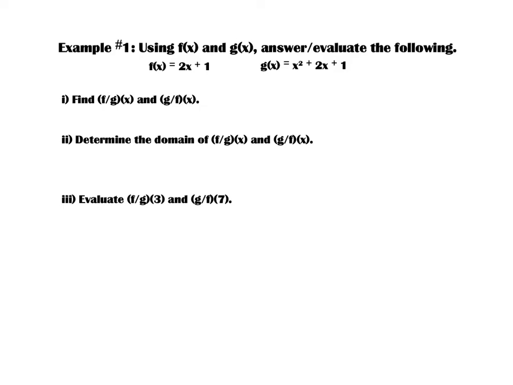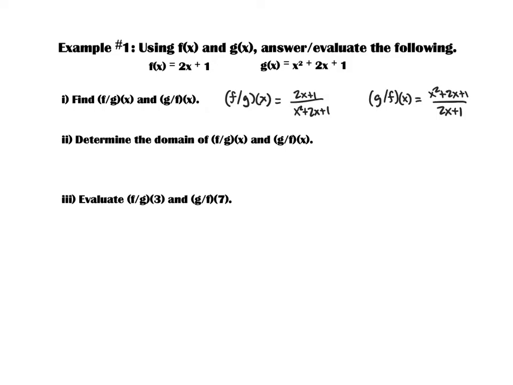So here we have example 1, using f of x and g of x. Answer and evaluate the following. f of x is linear, g of x is a quadratic. I'm going to find f of x divided by g of x. Now it's a slightly different form than what we saw on the last page. This is still the same thing as f of x divided by g of x. Okay, that's equivalent forms. So f divided by g of x is 2x plus 1 over x squared plus 2x plus 1. g divided by f of x is just the reciprocal of that: x squared plus 2x plus 1 over 2x plus 1.